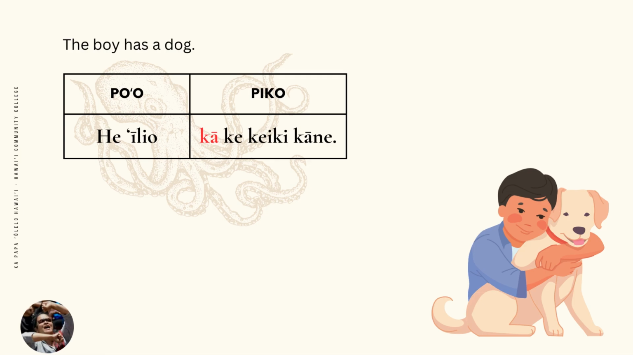In English, we say the boy has a dog. In Hawaiian, we are saying a dog is the boy's. He ilio ka keikei kāne. That's where we get the ko or ka. Think of ko or ka as the apostrophe S. Let's break down the boy's. To translate the boy's, take the apostrophe S and move it to the front. The apostrophe S is translated as ka in this instance, and then we add the boy, keikei kāne. The boy's, ka keikei kāne.